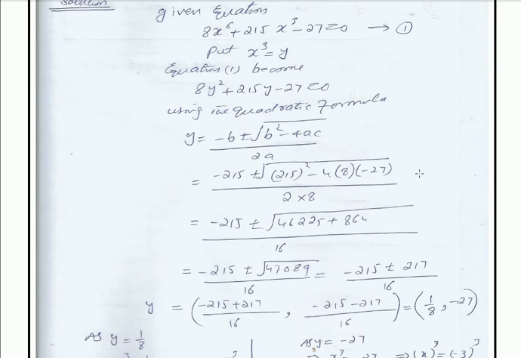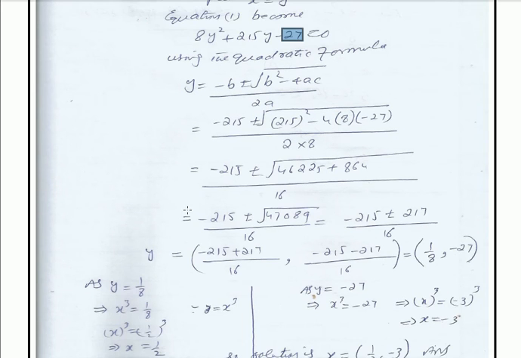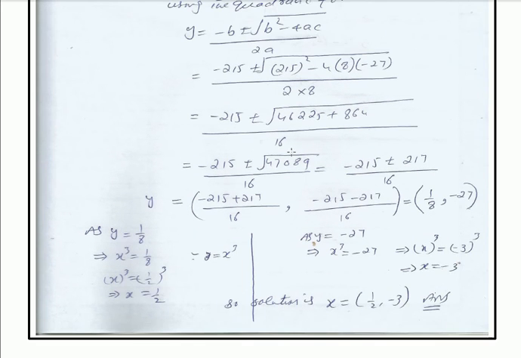Using the quadratic formula, we know that y = (-b ± √(b^2 - 4ac)) / 2a. By putting the values of a, b and c in the quadratic formula, after simplification, we shall get (-215 + 217)/16 and (-215 - 217)/16. After simplification, we get 1/8 and -27.